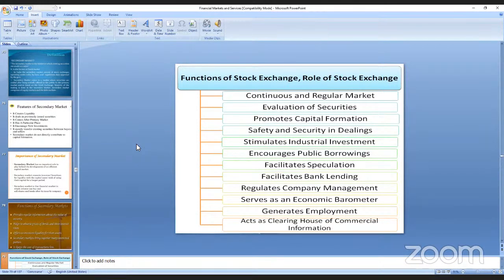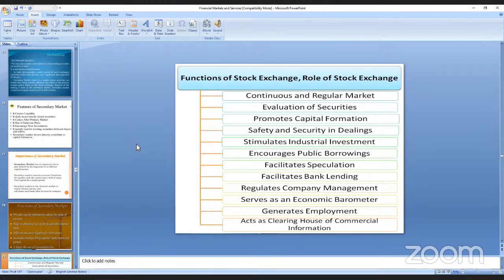Continuous and regular market means always available, always open, always in running condition. There is the primary market and the secondary market. When the company issues shares, that is the primary market. When I buy shares that the company issued and then sell them, that is the secondary market. So it is not that they issued today and will not issue again tomorrow. It is a continuous, regular market. Got my point?